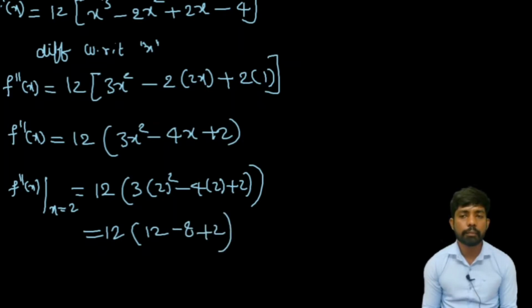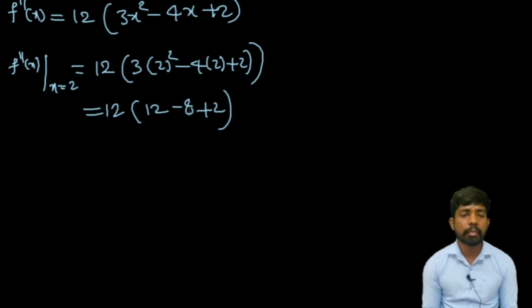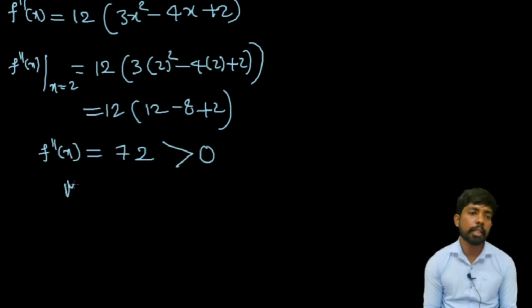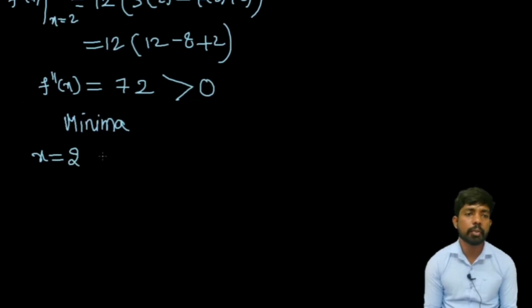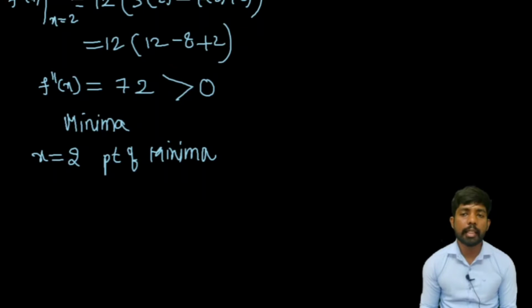Therefore you are getting what? 12 minus 8 is 4, 4 plus 2 is 6. So 6 2s are 12, 6 12s are 72. Therefore the double differentiation is positive, greater than 0, and this is minima. Hence minima. Double differentiation positive means minima. And where is it minima? x equals the critical point, x equals 2 is the point of minima.